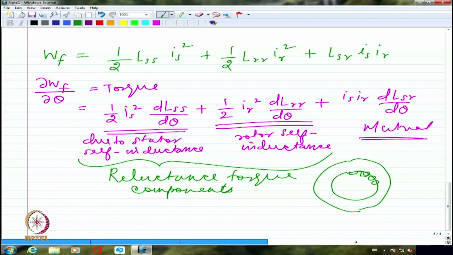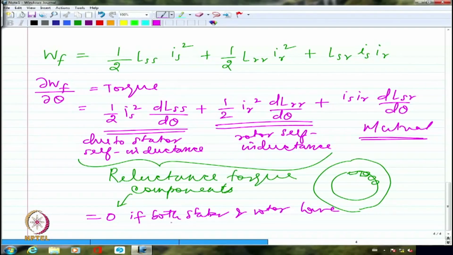Whether I look at the stator or whether I look at the rotor, for any position, I am going to have the air gap to be uniform. So it is not going to differentiate between position A and position B. There is no question of any variation in the air gap and hence in the reluctance. So I will not get any reluctance torque. So this particular component will be equal to 0 if both stator and rotor have cylindrical structure.